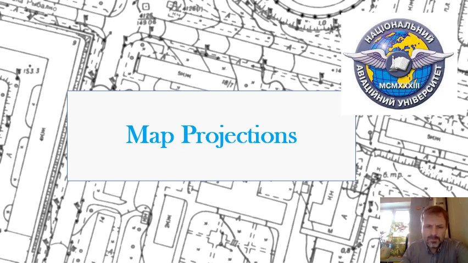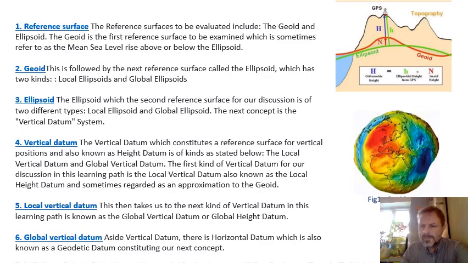Let's talk about projections. The logical way of understanding this idea of map projection consists of several steps. First of all, the reference surface. The reference surface is the surface to which all our geodetic measurements should be projected.